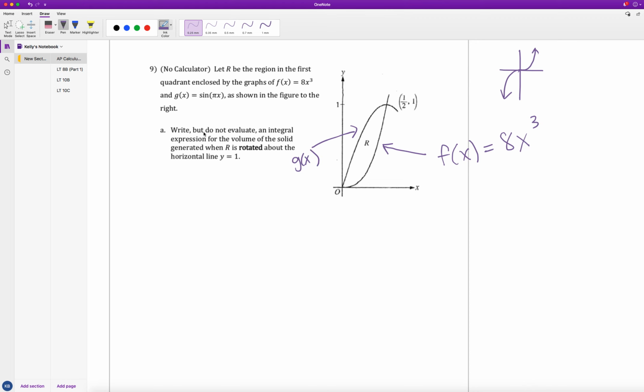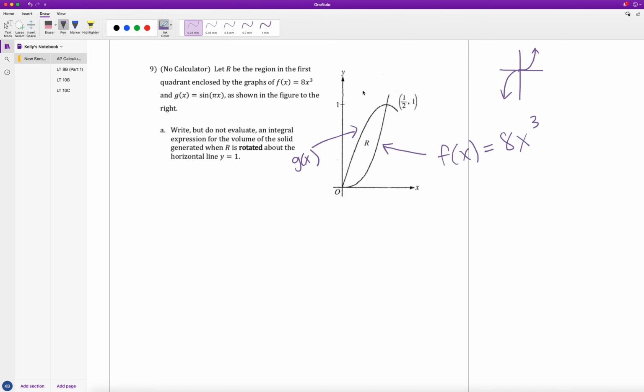Now, they say write but do not evaluate an integral expression for the volume of the solid generated when R is rotated about the horizontal line y equals 1. Now, I want you guys to pause the video again and decide, is this a disk or a washer? Will we be in terms of x or in terms of y? And then also take the time to draw out either your radius or your radii that you get.